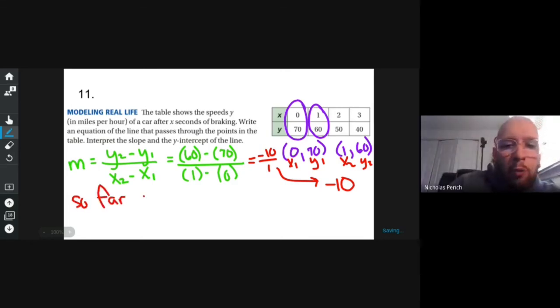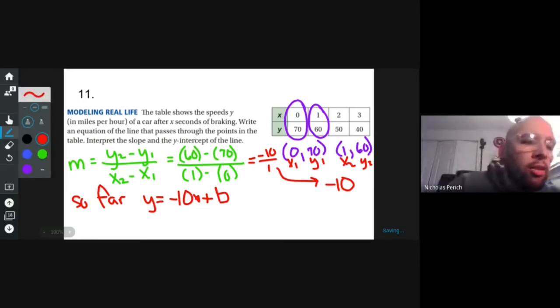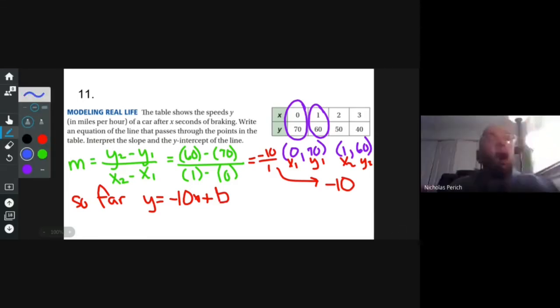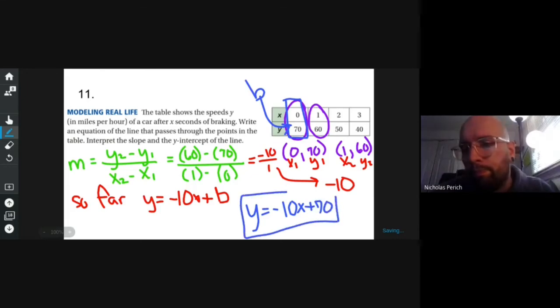So far, I have y equals negative 10x plus b. B is my y-intercept, and that's where x is 0. So when x is 0, the y value is my b. Y equals negative 10x plus 70.